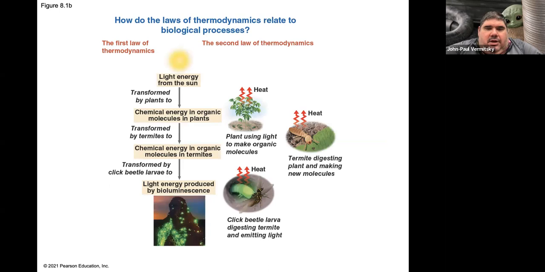So how do the laws of thermodynamics relate to biological processes? Well, the first law is that we take chemical energy and we use that energy, we shift it. And the second law of thermodynamics is that we release some of the energy in the form of heat, which is increasing the overall entropy in the universe.